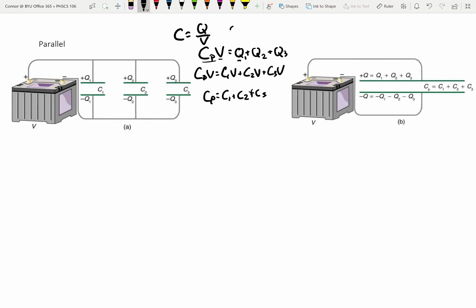So we have Q is equal to CV. And if we plug that in for each individual one, we'll find that voltage now cancels out of our equation and that the total capacitance of capacitors in parallel is just equal to the sum of each of the individual capacitors. So you can see that here in A, and then the other way to look at it is here in B.